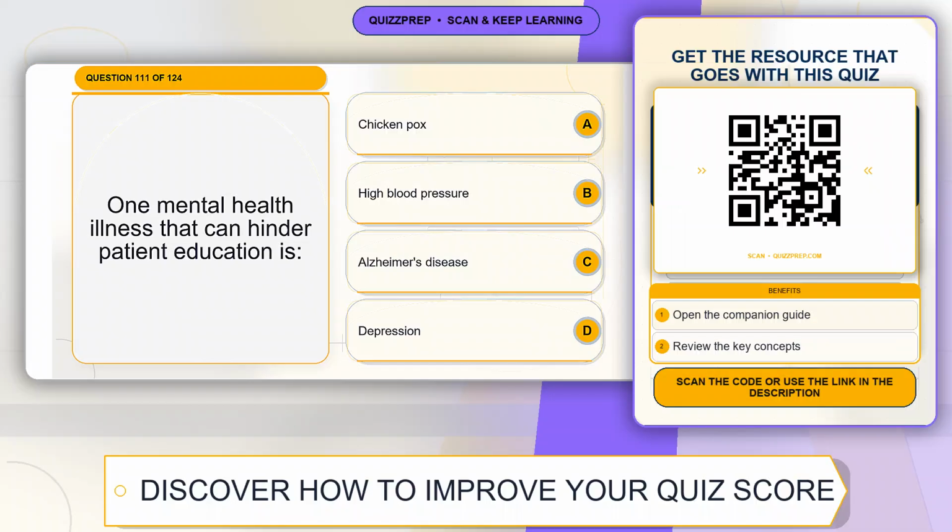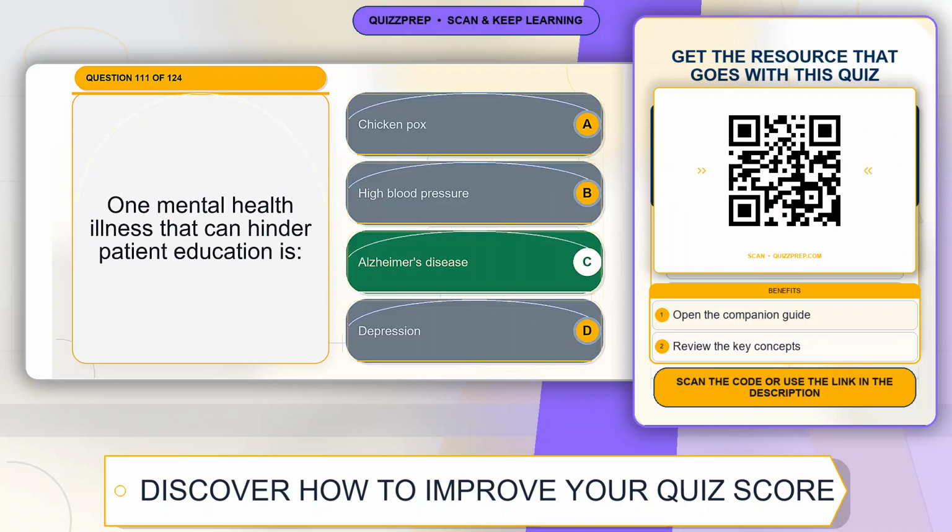Question 111. One mental health illness that can hinder patient education is: Option A, chicken pox. Option B, high blood pressure. Option C, Alzheimer's disease. Option D, depression. The correct answer is option C, Alzheimer's disease.